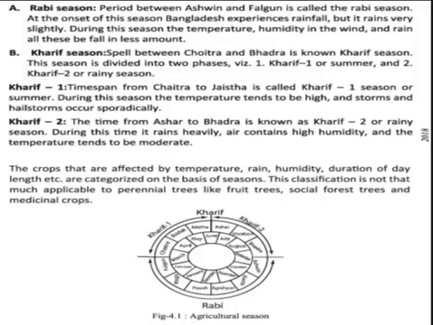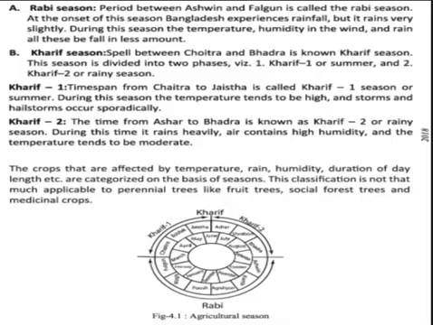Humidity, wind and rain also occur in a lesser amount than in another season. Another one is the Kharif season. The spell between Chaitra and Bhadra, Bengali months, is known as the Kharif season. This season is also divided into two phases: Kharif one, or summer, and Kharif two, or the rainy season.